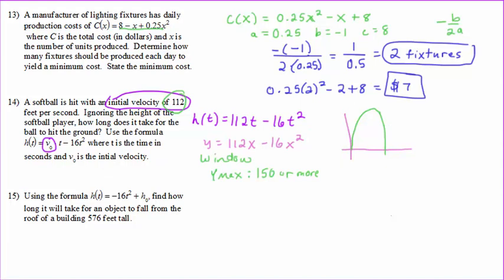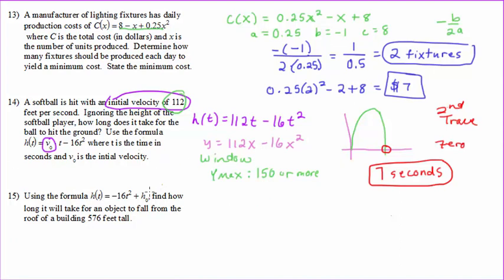And what we're trying to find is this value right here using second trace and then 0, and it asks us for our left bound and our right bound and all of that jazz. Okay, and if you do that, it gives us an awesome answer. It gives us 7, which means that the ball hits the ground 7 seconds after the softball player hits it. So that's cool.